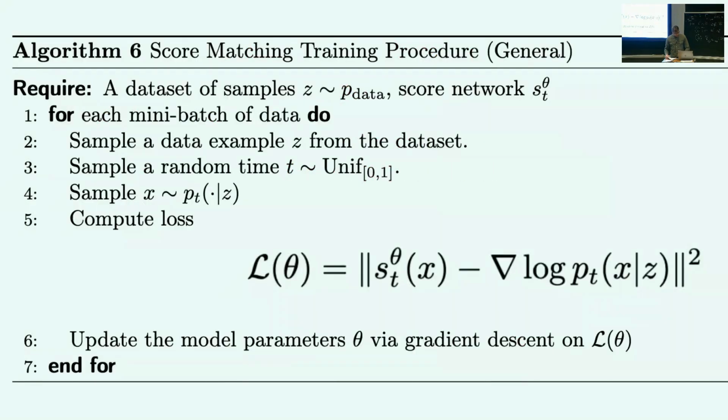Good. All right, so let's take a look at how that looks. How do you learn scores? So we do score matching. We have a score network, s_t^θ, same exercise as before. We loop over a mini batch of data, sample a data point, sample a random time t, sample from the conditional probability path, and compute this loss, which is just the mean squared error between s_t^θ and the conditional score. Then we update the model parameters, and then we loop over this again and again.